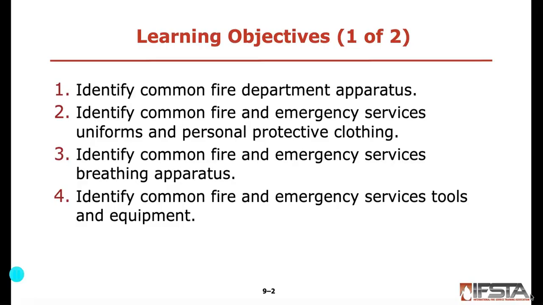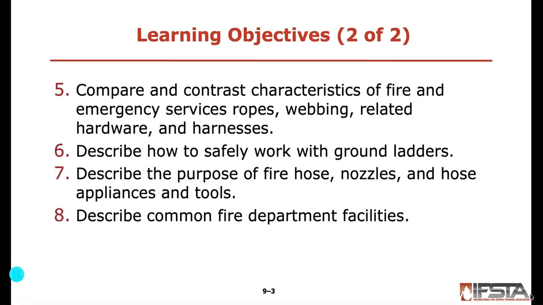Identifying common fire and emergency services tools and equipment. So again, the biggest ones that you're going to look at are your engine companies and your truck companies. So we'll look at tools that go along with those. Compare and contrast the characteristics of fire and emergency services ropes, webbing, related hardware and harnesses. So what do we use that for?